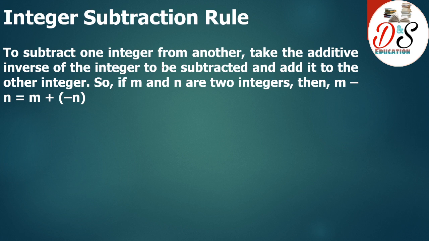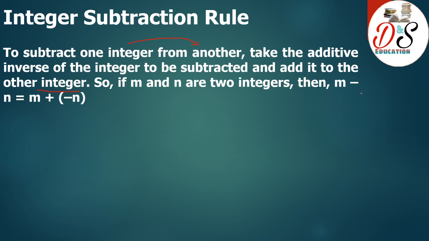Okay, what does the integer subtraction rule say? To subtract one integer from another, take the additive inverse of the integer to be subtracted. Means जिस integer को हमें subtract करना है, दूसरे वाले integer का एडिटिव इनवर्स लेंगे और ऐड इट टू द अदर इंटीजर, यानी दूसरे इंटीजर में उसको ऐड कर देंगे.